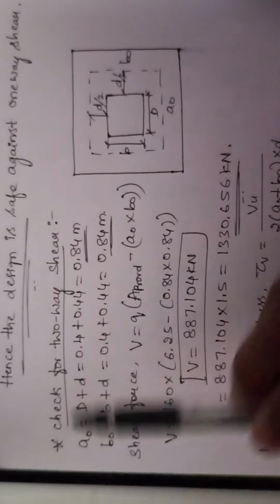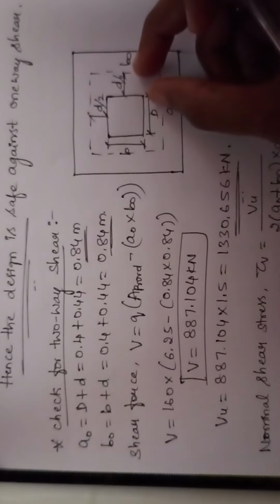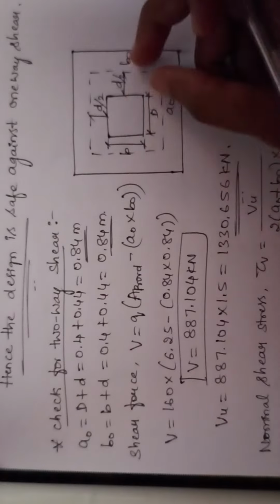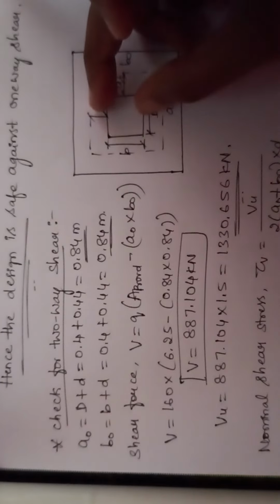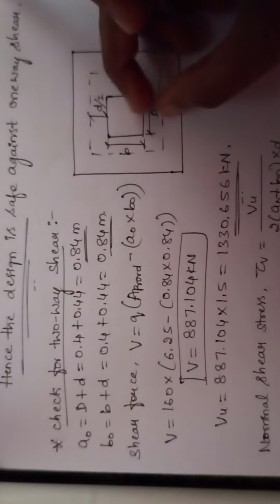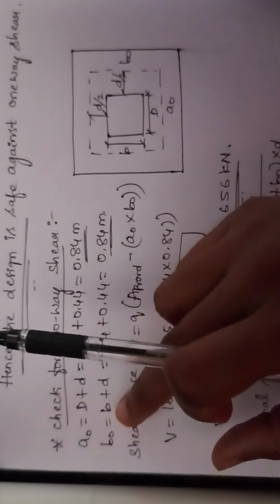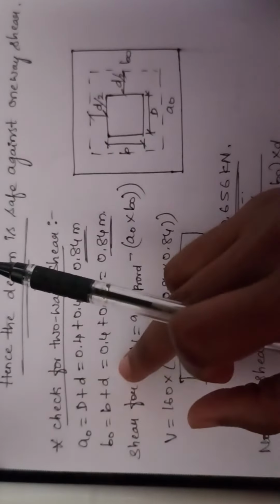So A0 is equal to D plus d by 2 plus d by 2. d by 2 plus d by 2 gives you small d. Similarly, let us write the formula for B0. B0 is equal to B plus d by 2 plus d by 2. Half of the effective depth on either side gives you one d. Hence, I had directly written the formula as B plus d.